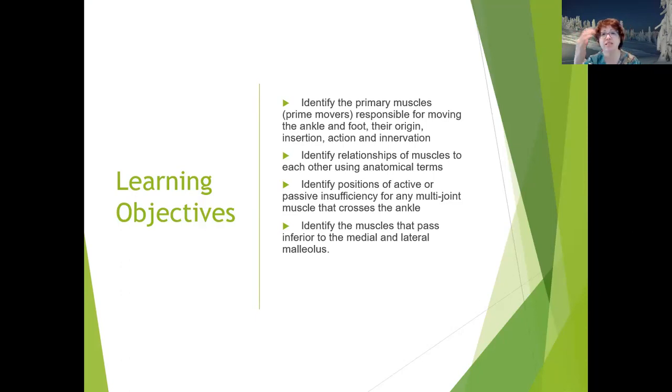You should be able to identify relationships of muscles to each other using anatomical terms, identify positions of active or passive insufficiency for any multi-joint muscle, and identify muscles that pass inferior to the medial and lateral malleoli. Easy, right?